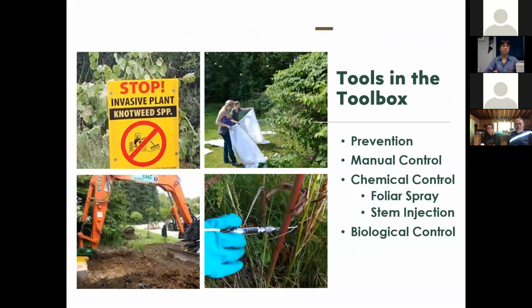So what are some of the tools we have in our toolbox to address knotweed? First and foremost, we'll talk about prevention. If possible, we want to minimize the introduction and spread of the species on our properties and in our environment. We'll talk a little bit about manual control, chemical control using a couple different techniques, and finally we'll discuss biological control, which is a new approach that's on the horizon but not yet widely available.